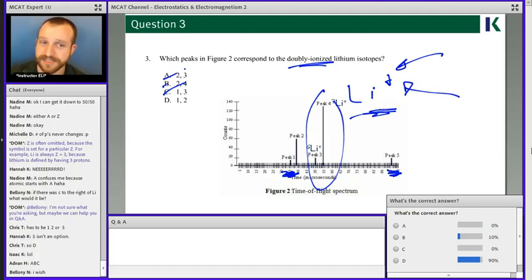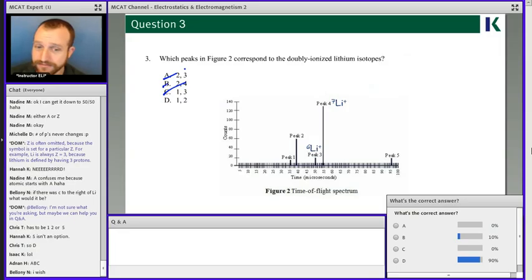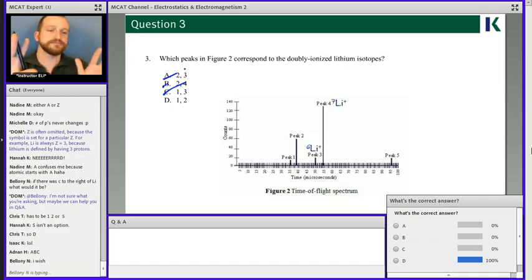If you hit a problem like this on test day, don't freak out. We can get it right. We can be fast. Now you could check your work. I understand. You could mark it. You could come back to it and check your work.